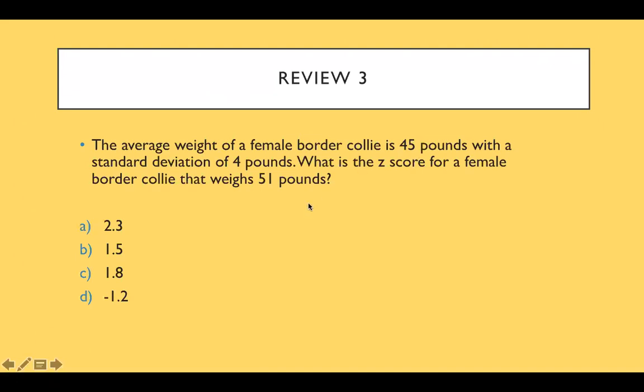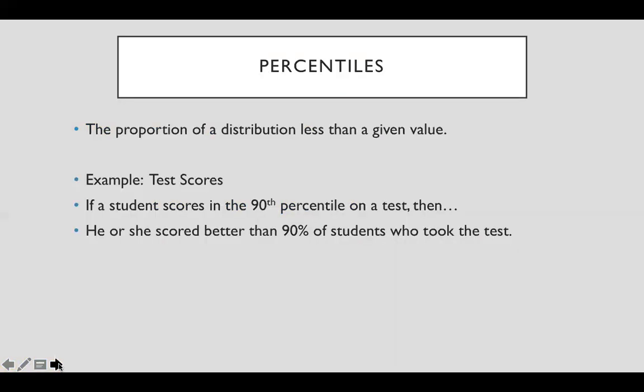All right, awesome. So everybody got B there. Just going over it, you take your x of 51 and subtract 45, which is your x bar here. Then we divide that by our standard deviation, which is 4, and we get 1.5 as our answer. All right, so moving on to the next.